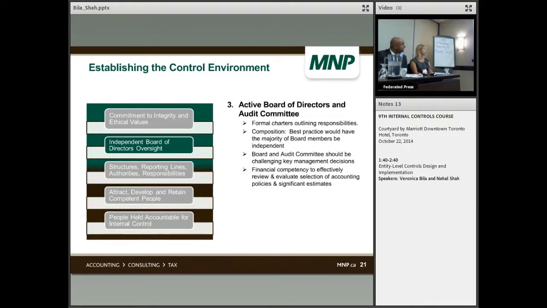The other emphasis here is on active. We would expect to see that the board and the audit committee would be actively engaging senior management and challenging them around the decisions that they make, which is a critical part of their role. Another important piece is ensuring that the competency of the members of the committee matches their role. One example would be ensuring that members of an audit committee who are responsible for reviewing financial reporting are financially literate in order to be able to challenge management appropriately.